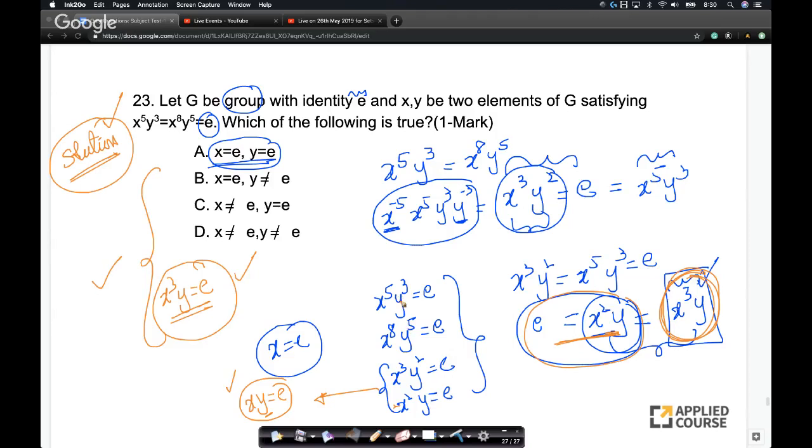If I use these two equations, what do I get? I get x square y equals e. From these two equations, I get this, and I get xy equals e. If I use both of these now, I get x cube y square again. No, I don't want any of these. I want to get to x cube y equals e. How do I do that? So I got xy equals e.